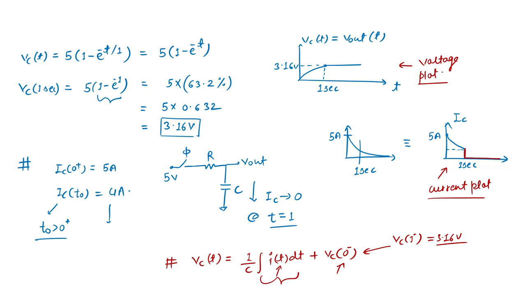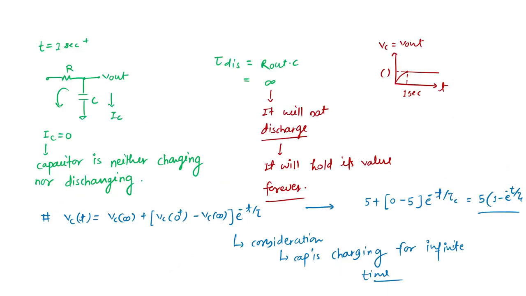So the integral term can be zero for this capacitor voltage, but this VC1 negative will stay forever, because now the current no longer exists. If the current is not existing, the capacitor will not care about it. The integral term will be zero, but whatever voltage the capacitor has stored till that point will remain there forever. So I think we have covered the simple things here.